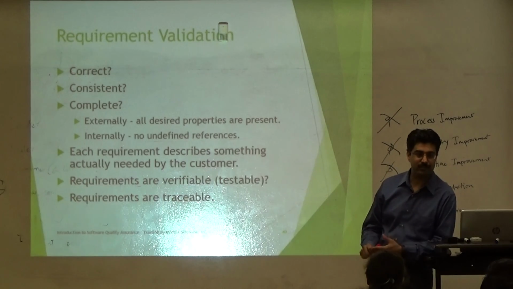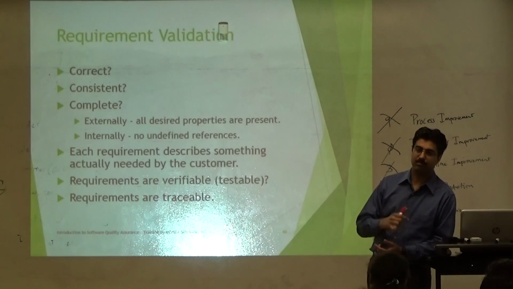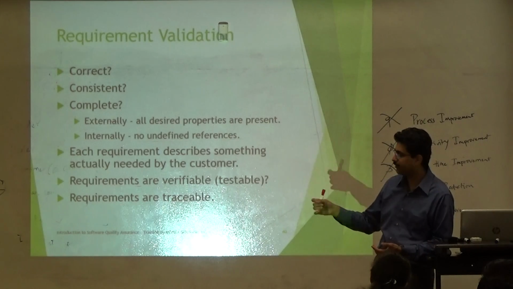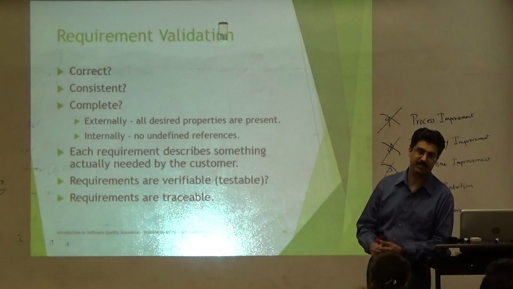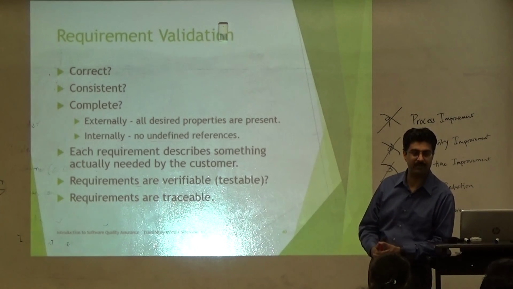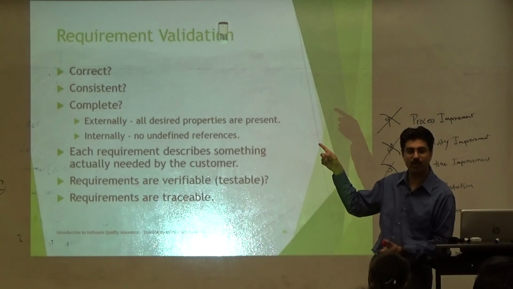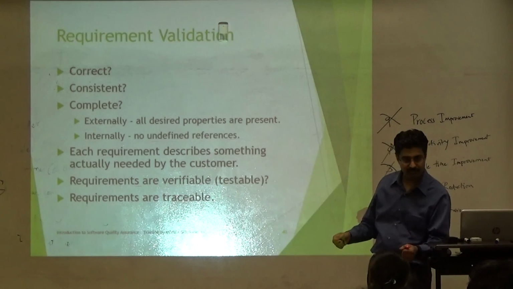Second thing, is it consistent? So if a user says, hey, the system should respond in 2 milliseconds at one place. In other places, it should respond back in 2 seconds. In the third attached document, it says, oh, the system should respond back in a reasonable time. Well, which one do you want to test against? Which one do you want to verify against? Then it's not consistent. You need to make sure that when they give you a whole set, it's consistent.